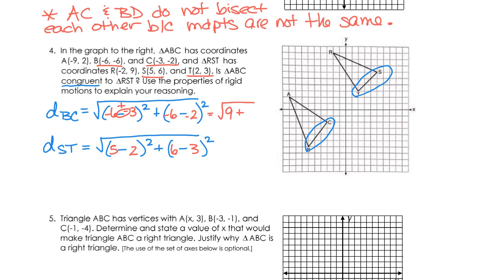Remember, when you square numbers, they always should come out positive. And -6 plus 2 is -4, and -4 squared is 16. When we add them together, we get the square root of 25, which is really equal to 5.